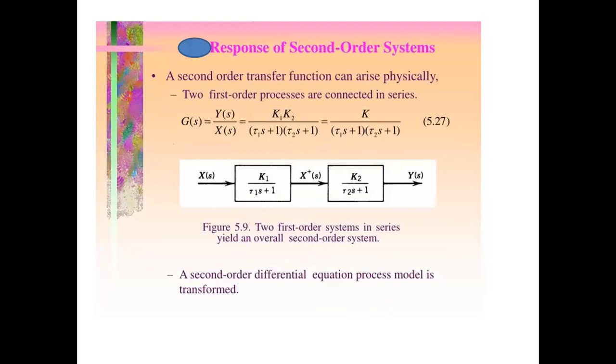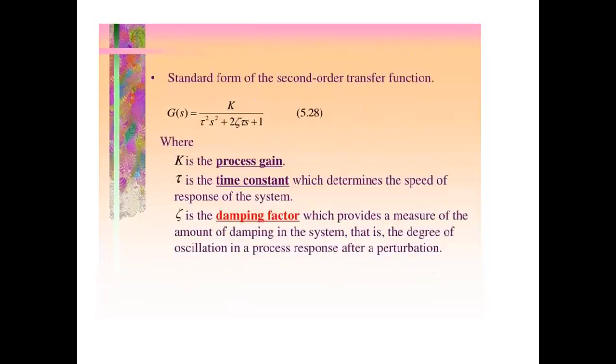A second order transfer function can arise physically when two first order responses are connected in series, which is termed a second order system. So Y(s)/X(s) is equivalent to K1K2 / ((τ1 s + 1)(τ2 s + 1)), which is equivalent to K / ((τ1 s + 1)(τ2 s + 1)). So the two first order systems are in series, and the second order differential equation process model is transformed. So the standard form of the second order transfer function.